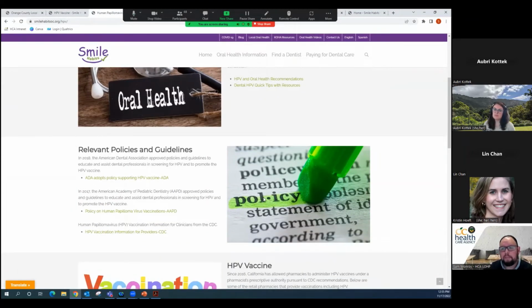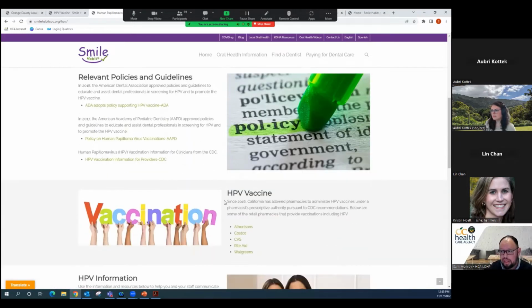So we're looking at policies and guidelines. So it's not just LOHP who's telling you this about HPV. It's the ADA. It's the American Academy of Pediatric Dentists. And it's the CDC, right? So these are the main institutions that are the subject matter experts. Here's their information from them. So don't just take our word for it. Here's what they're saying about that.